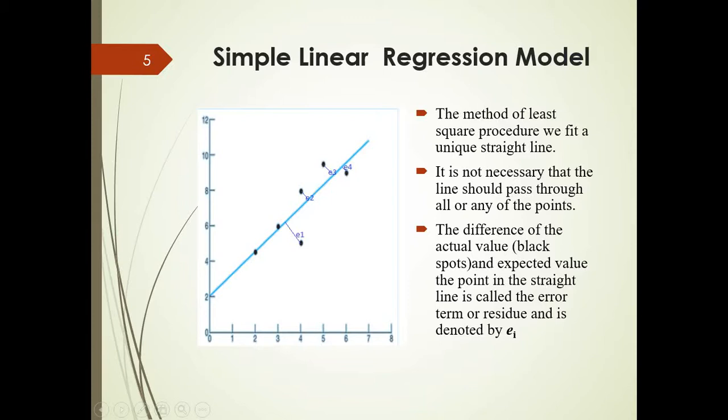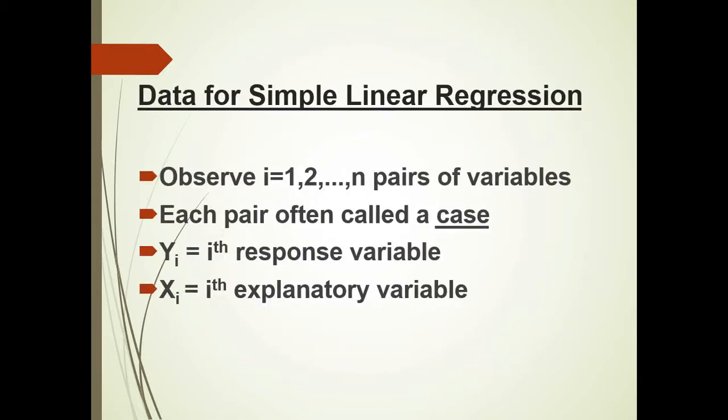Likewise we have e2, e3 and e4. In general we represent it by ei. So it is the difference between the actual value and the expected or fitted value, that is, the value on the regression equation. These values are called error terms. This is a basic thing we wanted to know before going to the least squares method.